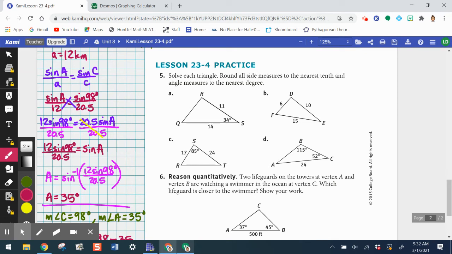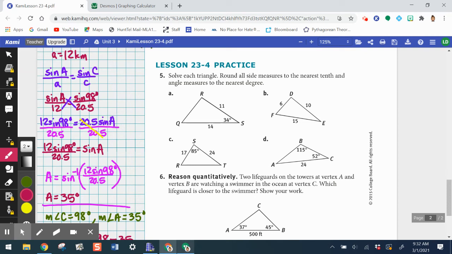Cross multiplied, 12 times sine of 98. And of course, you could round that here if you want to go and do that multiplication, change that to a decimal. We just have calculators that can hold that information in there. So I went ahead and left 12 times the sine of 98. Well, 20.5 times the sine of A, we can't actually multiply these because we don't know what A is. But the whole point is to find the measure of angle A.